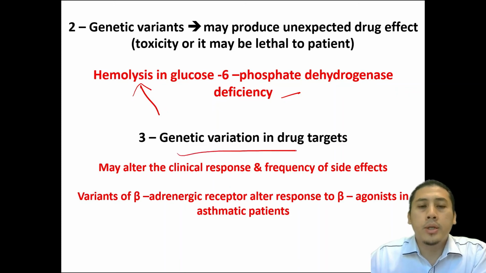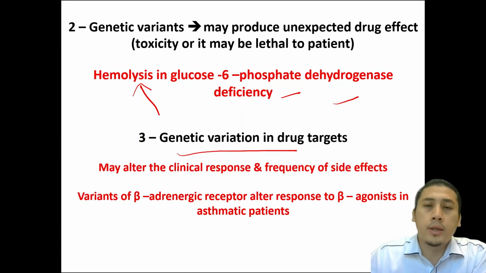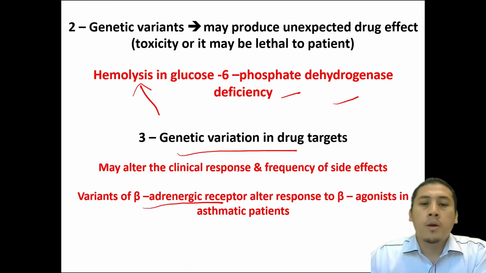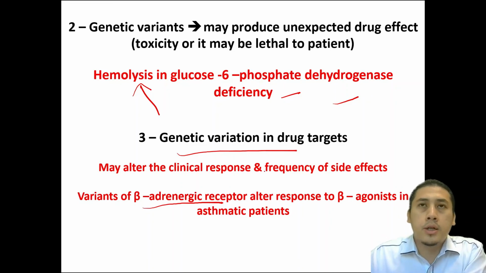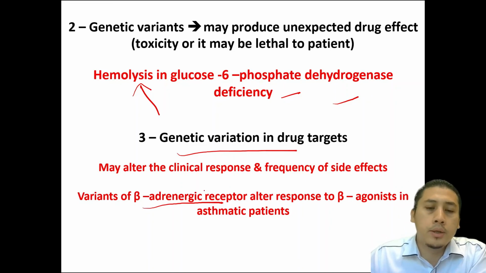And then the third one is genetic variation in drug targets. Okay, just now it's the metabolizing enzymes, and this is also protein that maintains the function of our cellular functions. And the third one is genetic variation in drug targets. For example, this may alter the clinical response. Okay, for example, you have a drug A that targets a receptor, for example, beta adrenergic receptor. Okay, so drug A's function is to inhibit beta adrenergic receptor.